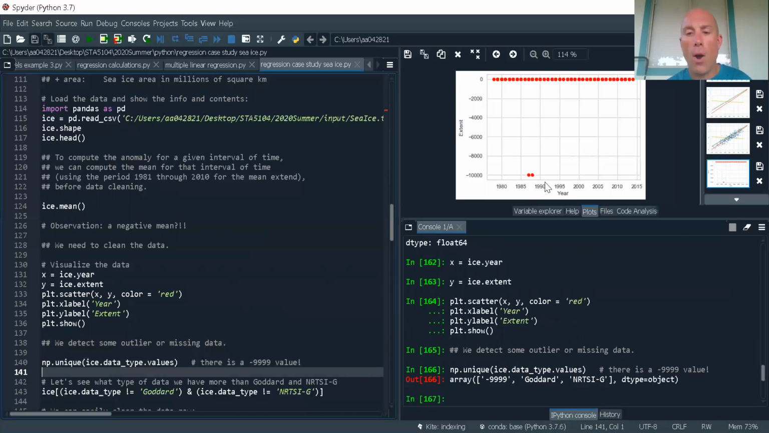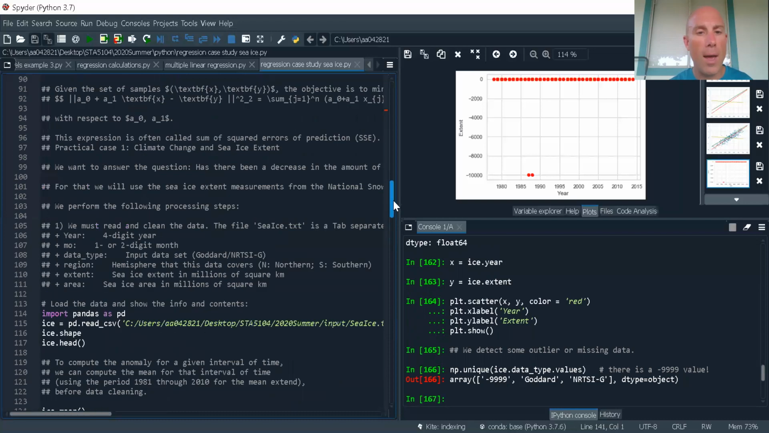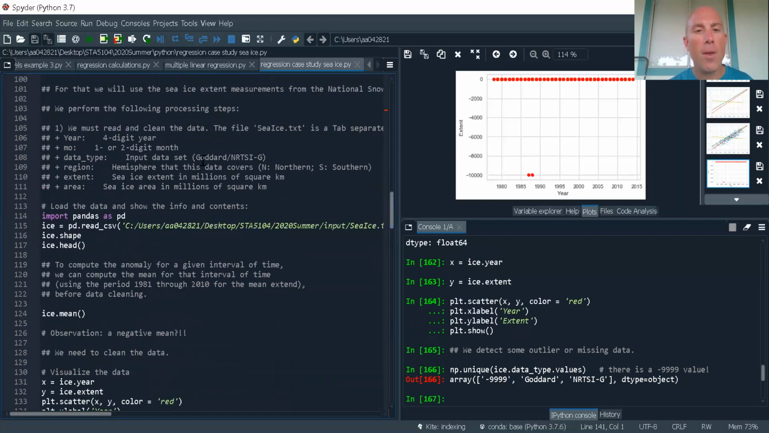All right, so our unique values are negative 9999, Goddard, NRTSI-G. All right, well, if you remember when we took a look at the data types, it had Goddard NRTSI-G. Okay, so these 2 make perfect sense. Now, what's going on with this one?